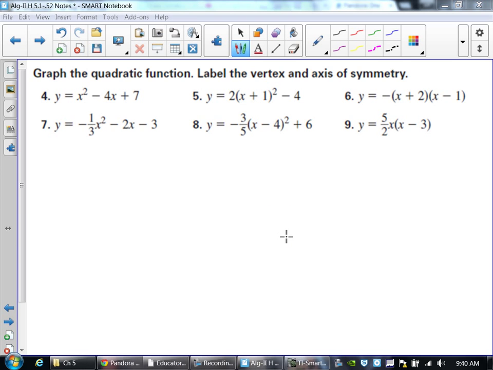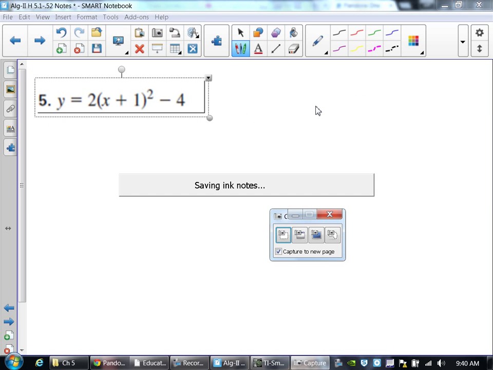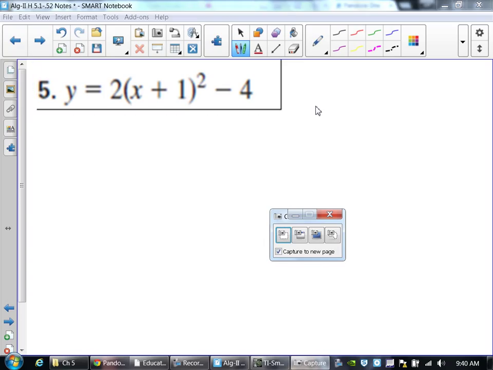Let's go vertex form. This is an example of vertex form. We have y equals 2 times the quantity x plus 1, quantity squared, minus 4. What is the goal for this?